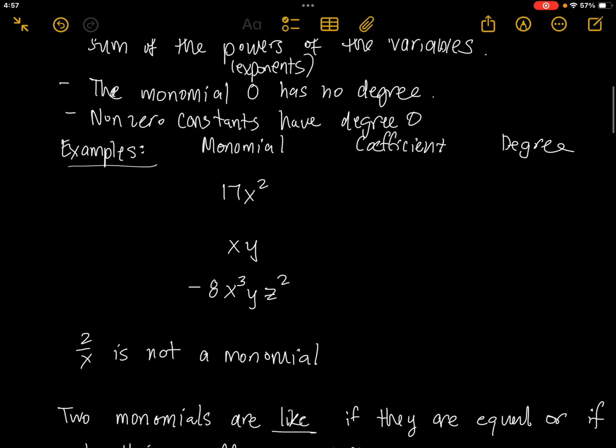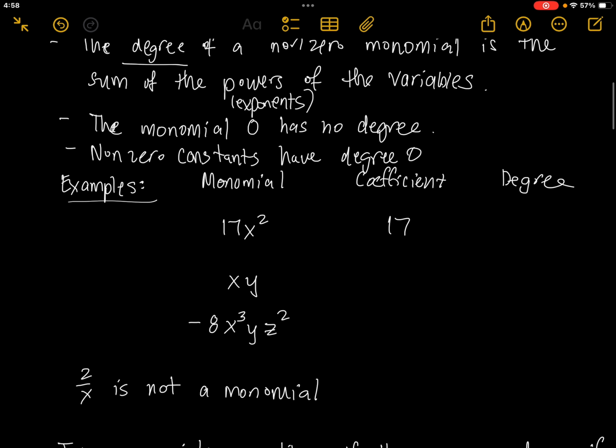Let's look at some examples. 17x squared is a monomial because it's a constant times x raised to some number. You have this variable raised to a power, so that's a monomial. The coefficient of this monomial is the number, in this case 17. The degree is the sum of the powers of the variables. There's one variable, x, and the power is 2, so the degree of 17x squared is 2.